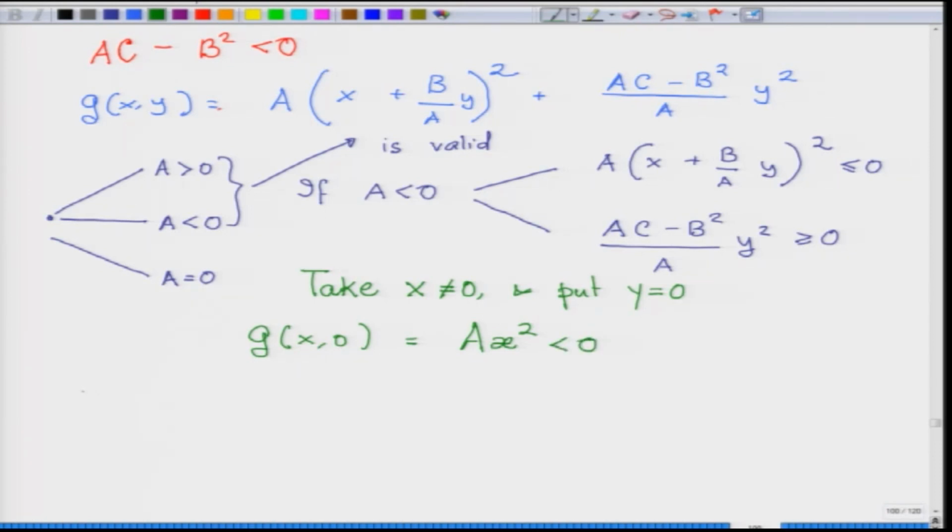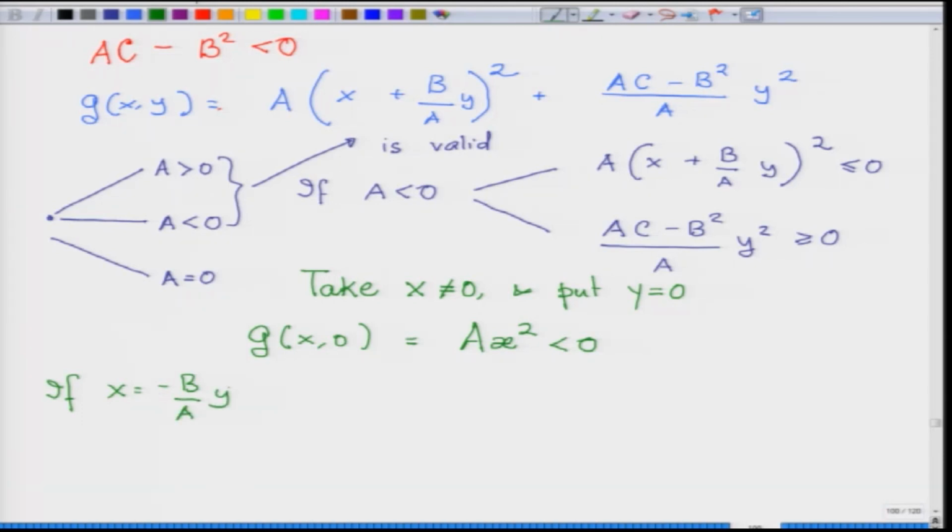Now, choose x is equal to minus B by... see, the idea is that when you put y equal to 0, you take away this term and keep this term. And now, I want to just keep this term and take the other term out. Basically, what I am trying to show is that there are some points very near to 0 0 where the function value is negative. There are also certain points around 0 0 where the function value is positive. So, when this condition occurs, AC minus B square is strictly less than 0, what I have is a saddle point. So, let me put x is equal to minus B by A times y.